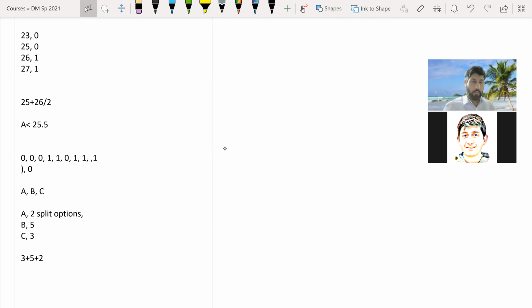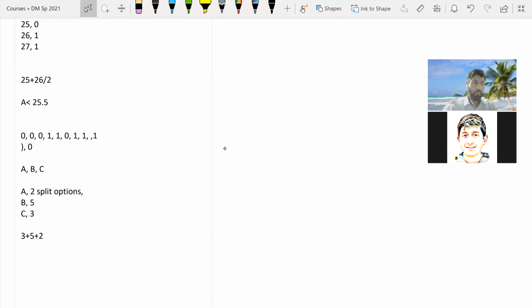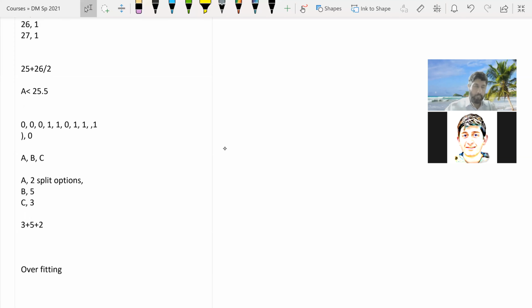Okay, so now let's move on to the issue of overfitting and the associated things that we need to do for a decision tree. Overfitting, I think we have not talked about in this course. Very quickly, overfitting is a phenomenon that typically arises in supervised learning, and classification is an example of supervised learning.